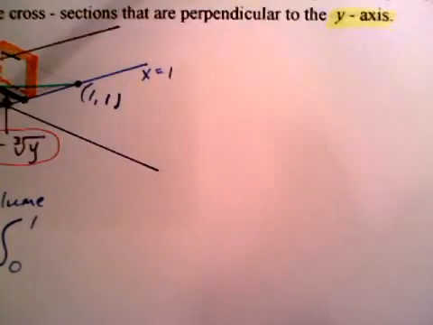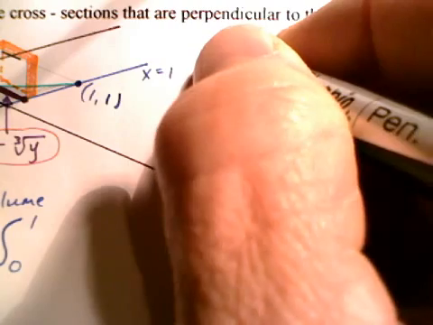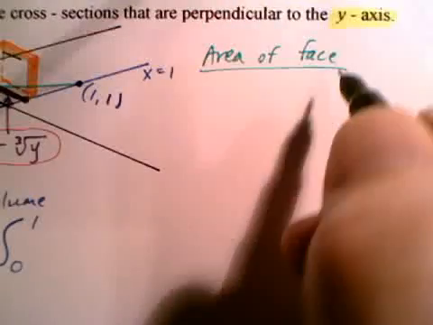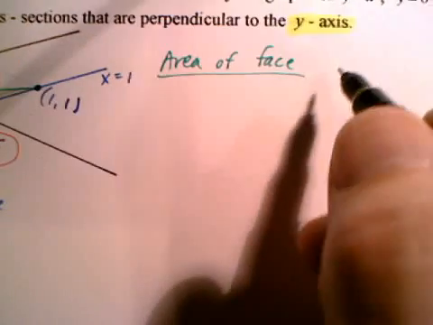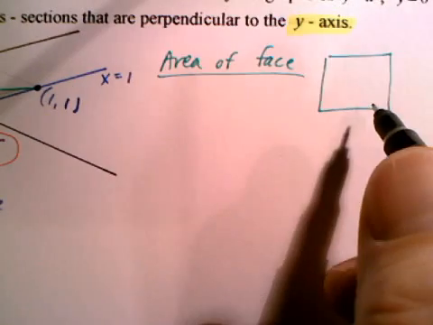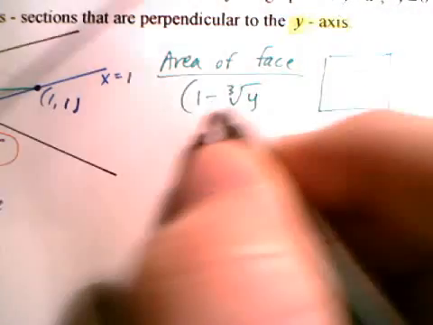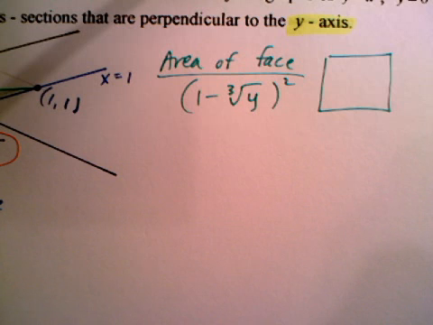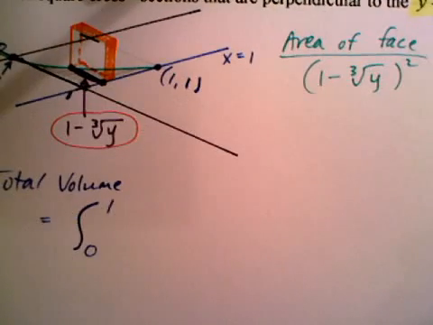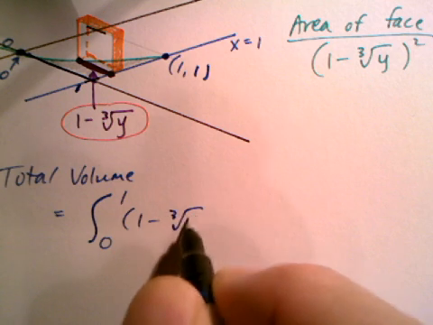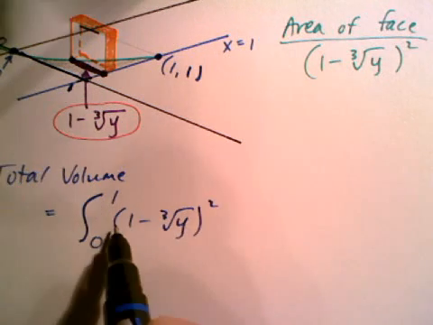So let's move back over here and find the area of the face of the cross section. Since the cross section is a square, we already know the dimensions: 1 minus cube root of y, squared. Length times width, and length and width are the same. So there's the area of our face. That's what we need. 1 minus cube root of y to the second power. That's the area of the face.